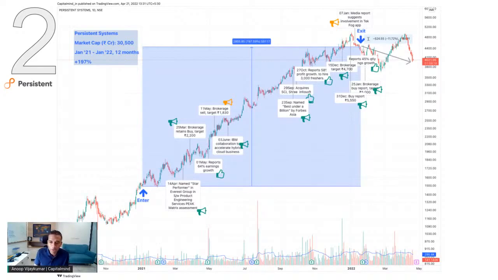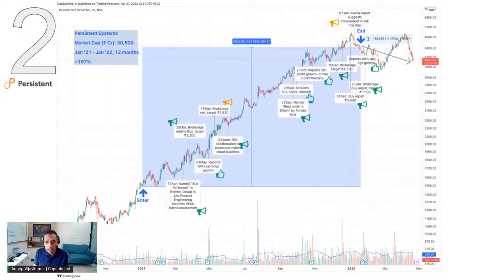On 27th October, it reported 58% profit growth, and it announced that it's going to be adding some 3,000 freshers to its workforce. More brokerage reports came out with price targets of 4,700 and above. There was another one that came out which said 6,000, I believe. So a bunch of very positive buy reports coming out while it was in the late 4,000s.